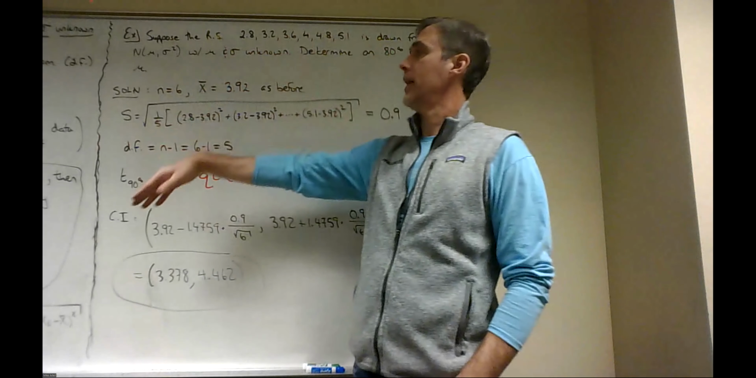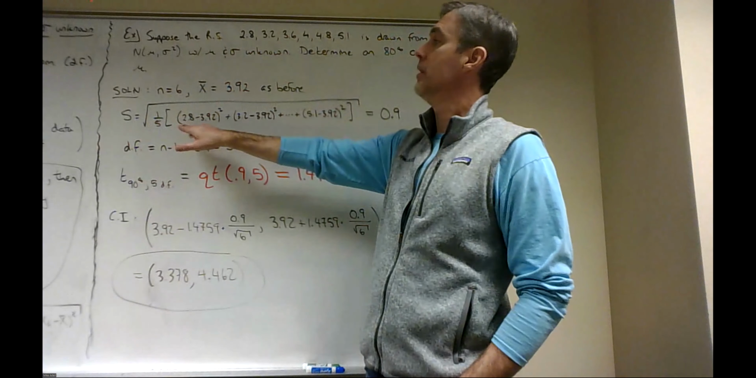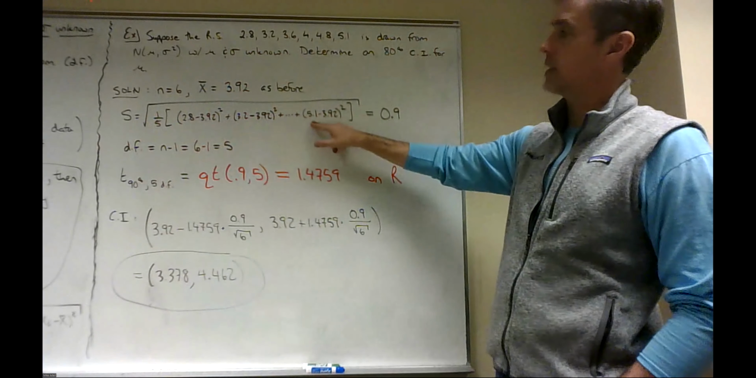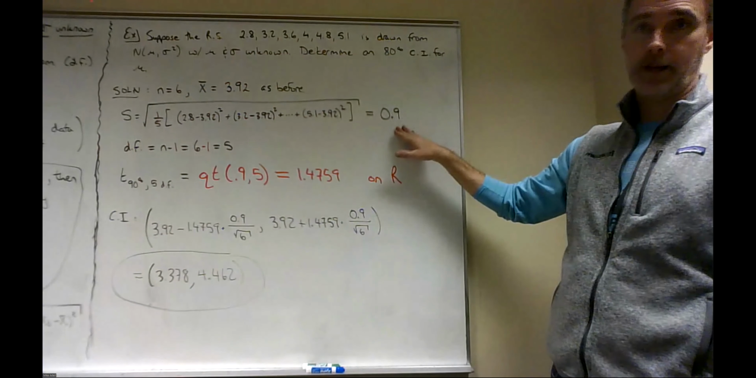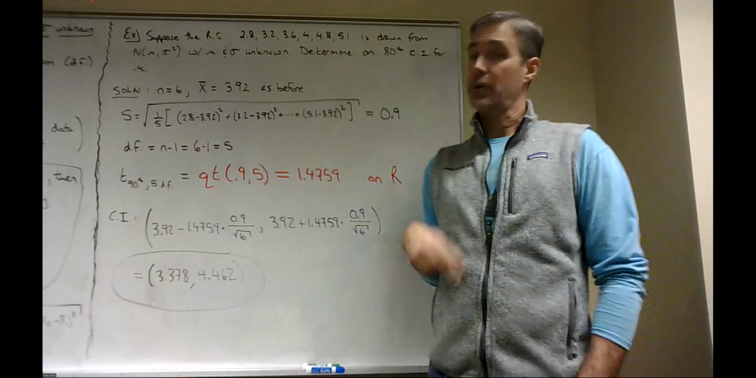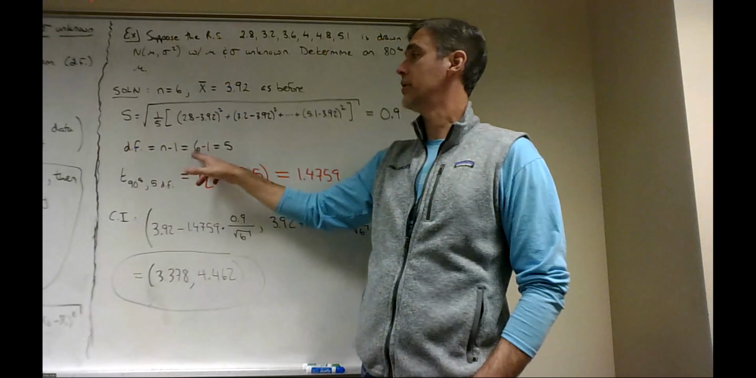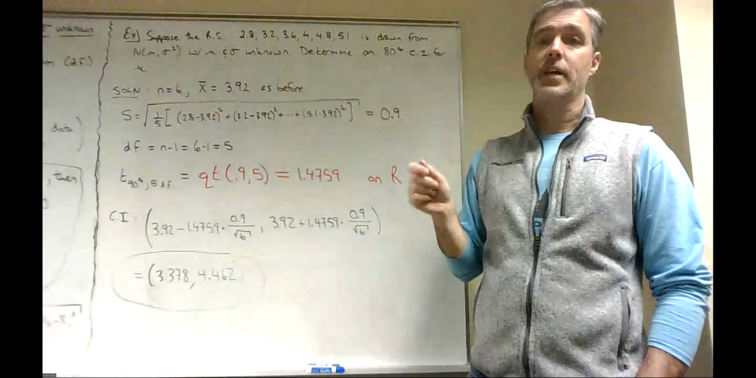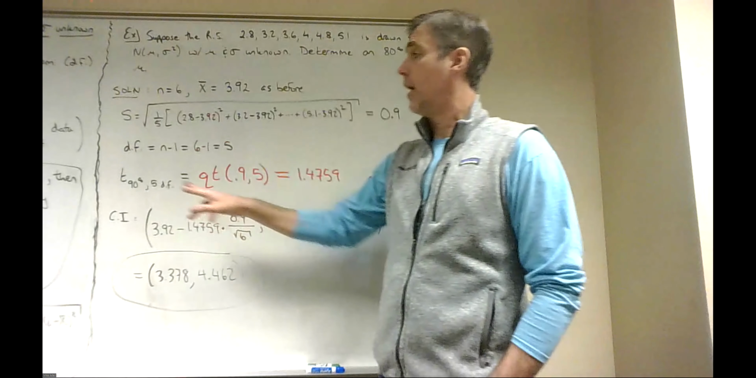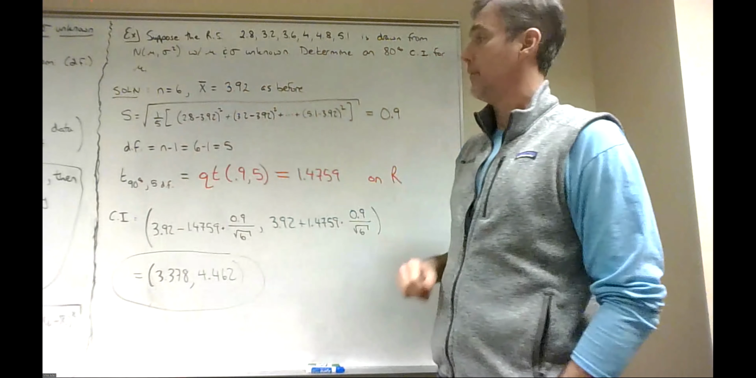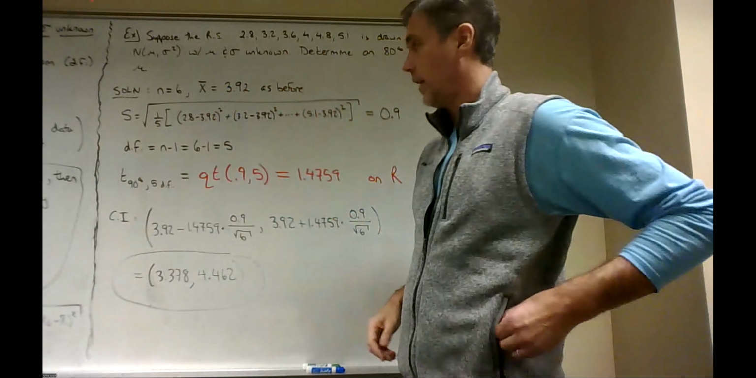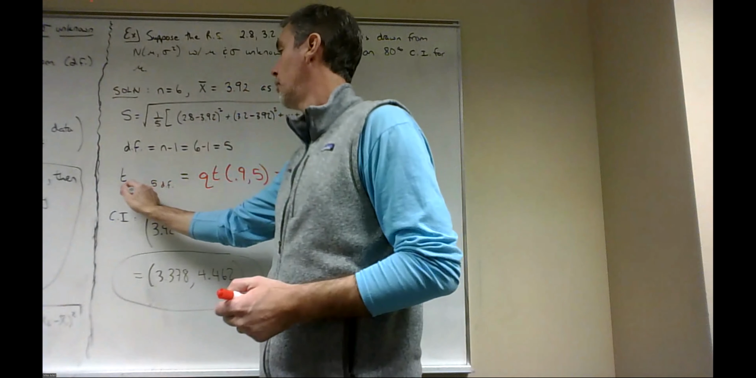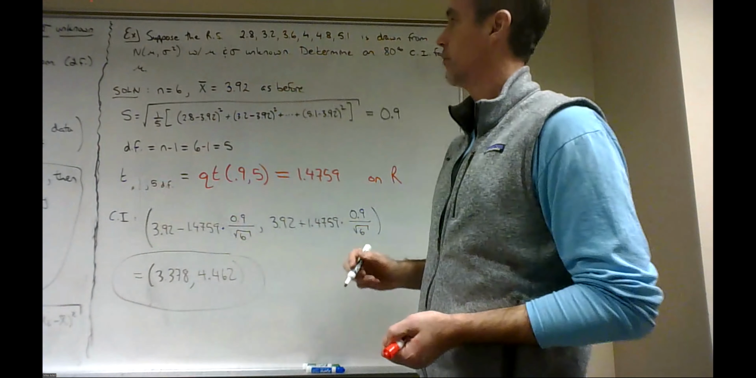I can go through and calculate s. So 1 over 6 minus 1 times the first data point minus the sample mean squared, second data point minus the sample mean squared, through the sixth data point minus the sample mean squared, and I get 0.9. Now I'm going to use the t distribution, so I need to know the degrees of freedom. It's n-1, 6 minus 1, which is 5. I also need that quantile value for q in the formula. I'm looking for an 80% confidence interval, so I believe I'm looking for t.1 with 5 degrees of freedom.